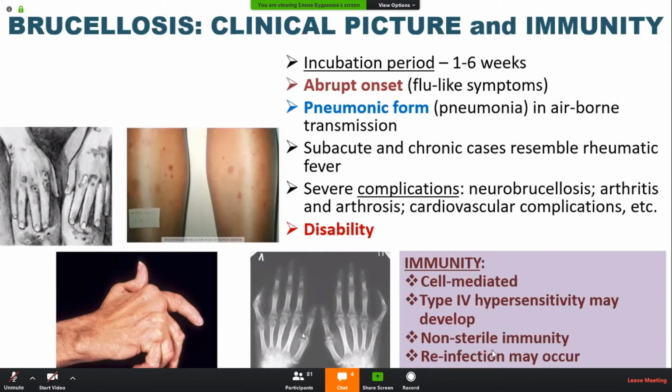Once the patient is infected with Brucella, he or she becomes resistant. Once we eliminate the parasite, the person becomes sensitive again. Immunity is mainly cell-mediated. Type 4 hypersensitivity develops, and as it is non-sterile immunity, reinfection may occur when the bacterium is completely eliminated from the body.